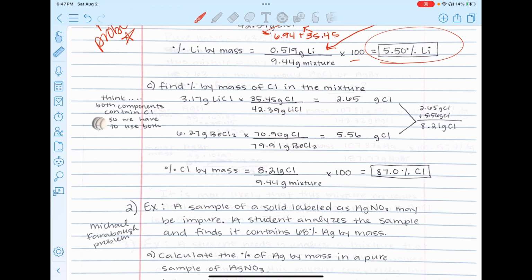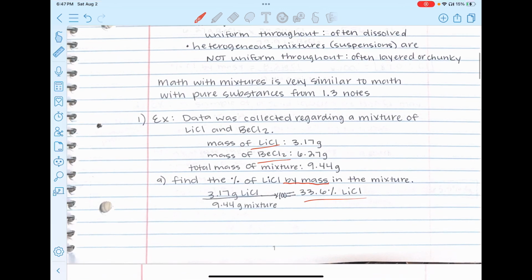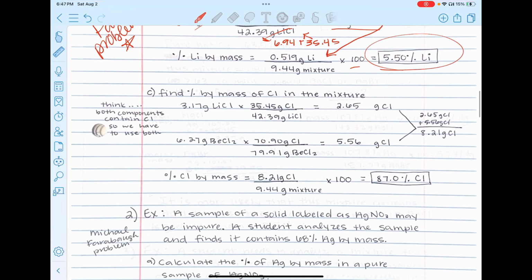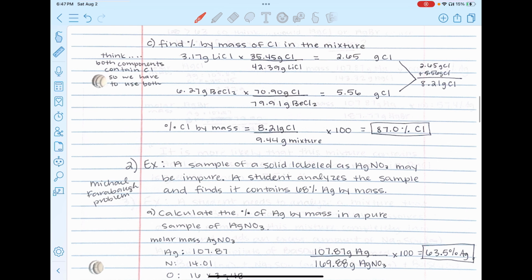All right, moving on. Part C of number 1 tells us to find the percent by mass of chlorine in the mixture. Similar to part B, but this time we're looking for chlorine, and we've got to remember that we have chlorine in 2 different parts of this problem, not just in one. So if we go back to this chart, our total mass of our mixture consists of 2 parts, lithium chloride and beryllium chloride. Both of those contain chlorine. So we're going to have to find the chlorine in both parts and get the sum of that in order to figure out the percentage of chlorine in the total mixture. So similar, but we're going to do 2 steps, or 2 parts, in this one.